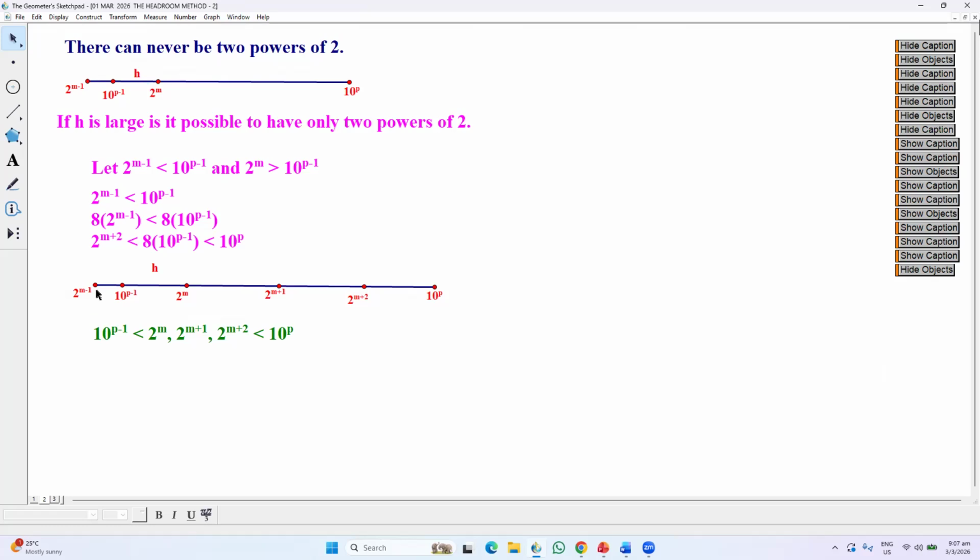Okay, 2 power m minus 1 is less than 10 power p minus 1. After that, we notice that after we multiply by 8, the third power of 2, which is 2 power m plus 2, is still less than 10 power p. So this ensures there are 3 powers of 2 in the interval. It can never be less than 3. There are 3 powers of 2. There can never be only 2 powers of 2.